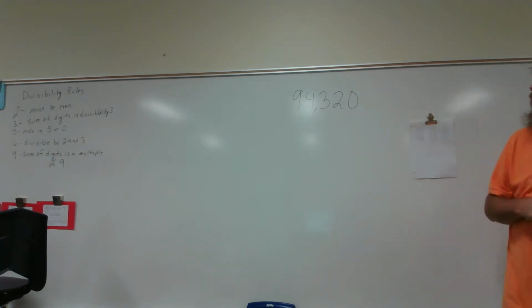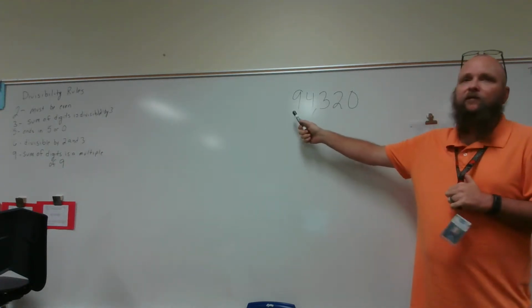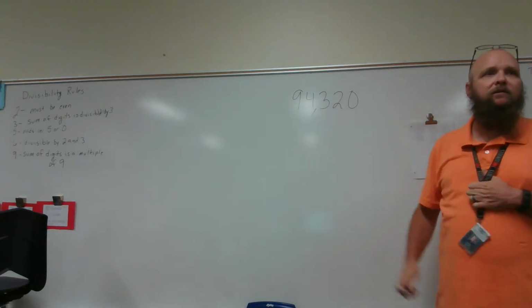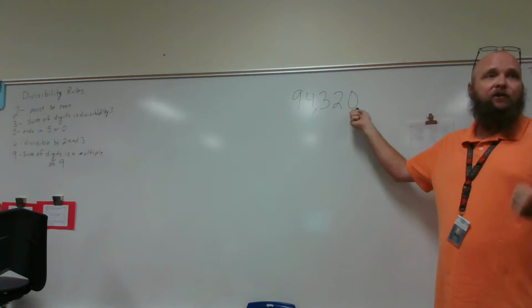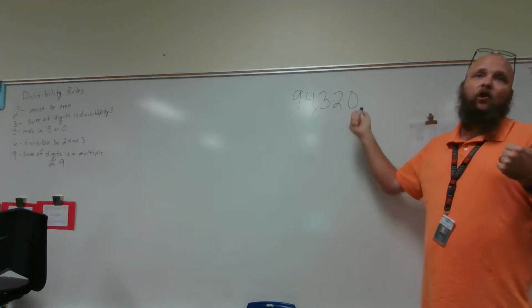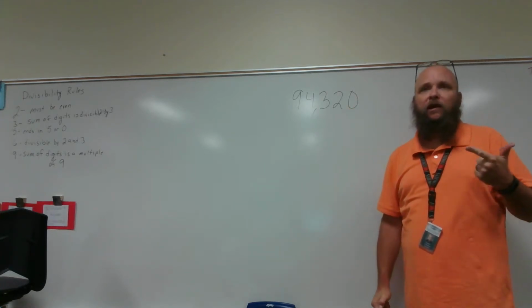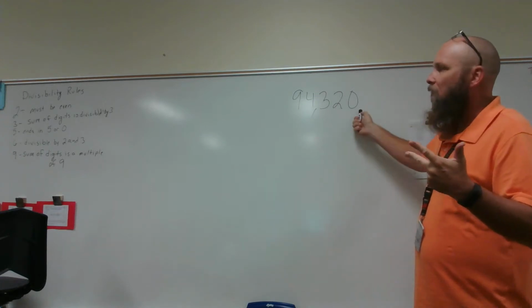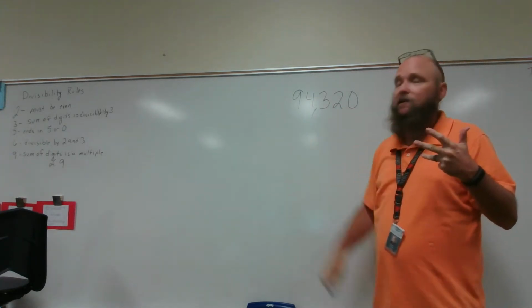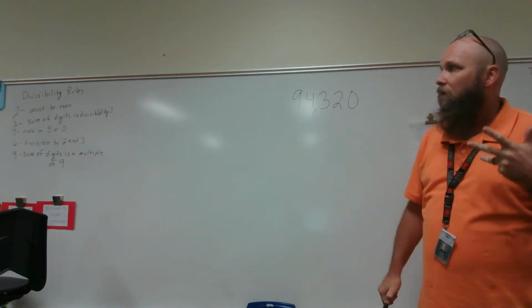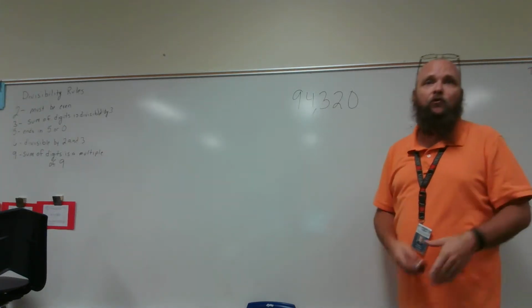15. Well, more than 15. 18. I mean 18. 18? So this one would work. It's divisible by 2. 18 is a multiple of 3, so it's divisible by 3. It's divisible by 5 because it ends in a 0. It's divisible by 6 because we already decided it's divisible by 2 and 3. And by 9 because 18 is a multiple of 9.